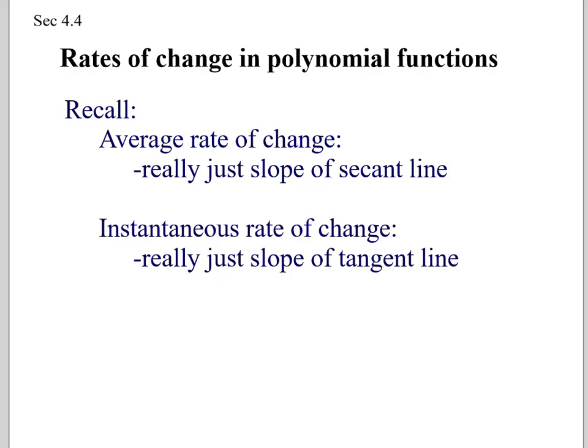All right, we're going to look at rates of change in polynomial functions today. So we've already done ARC and IRC, and I'm just going to refresh it. A reminder that average rate of change is really just the slope of a secant line, and instantaneous rate of change is just the slope of a tangent line. So ARCs are over a larger interval. That's sort of an arbitrary definition, and instantaneous is over a very, very small interval bordering on zero, or trying to get close to zero.